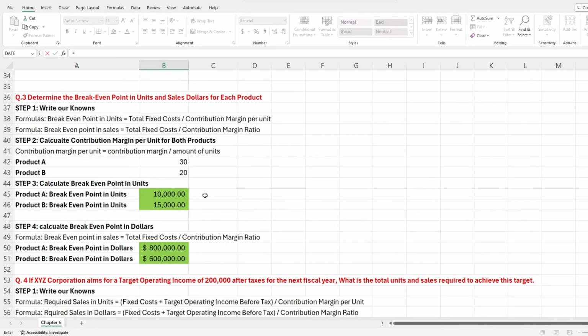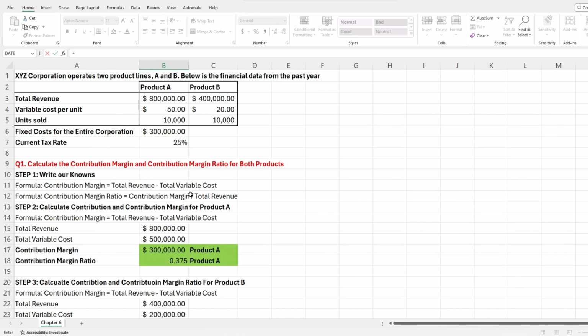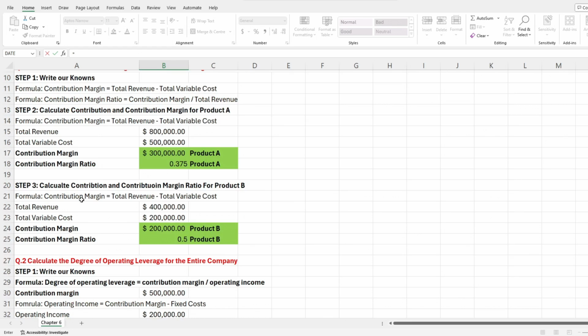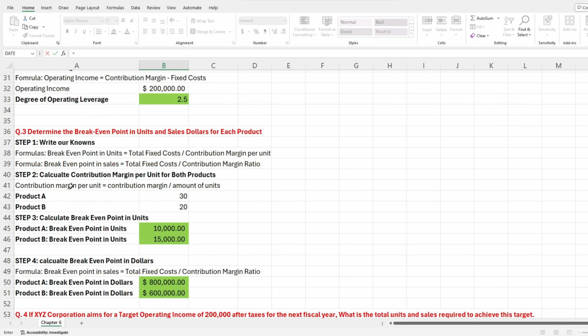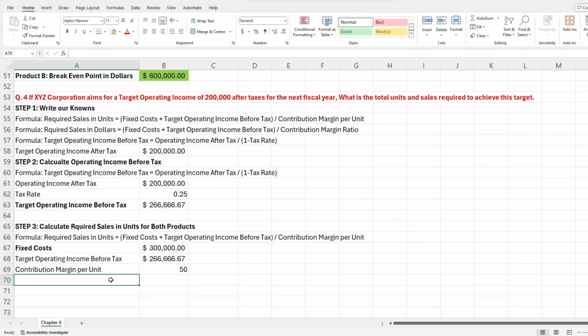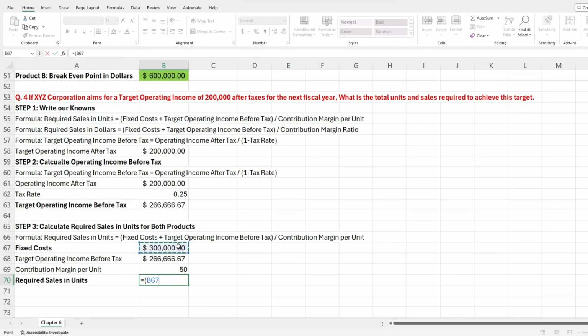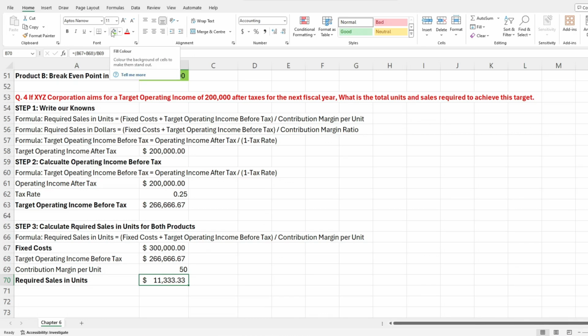And then your contribution margin per unit is equal to, so if you go on top, where did it say here? Yeah, so here we calculated 30 for product A and then 20 for product B. Since we're trying to find the whole company, we'll combine these two. So that gives us 50. And now we can plug these in to find the required sales in units. Equal to 300,000 plus 266 divided by our contribution margin per unit, which is 50. So that gives 11,333.33.